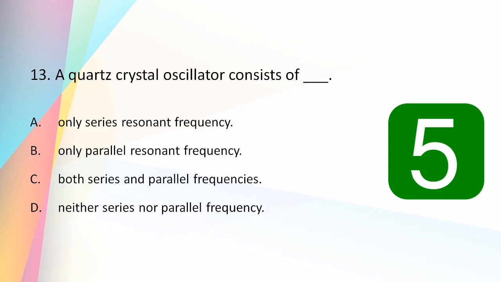A quartz crystal oscillator consists of only series resonant frequency, only parallel resonance frequency, both series and parallel frequencies, neither series nor parallel frequency. And here you go.